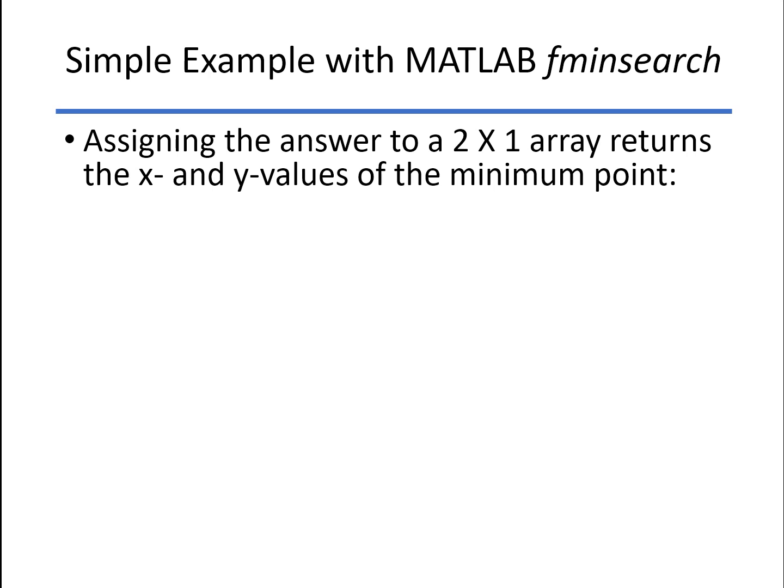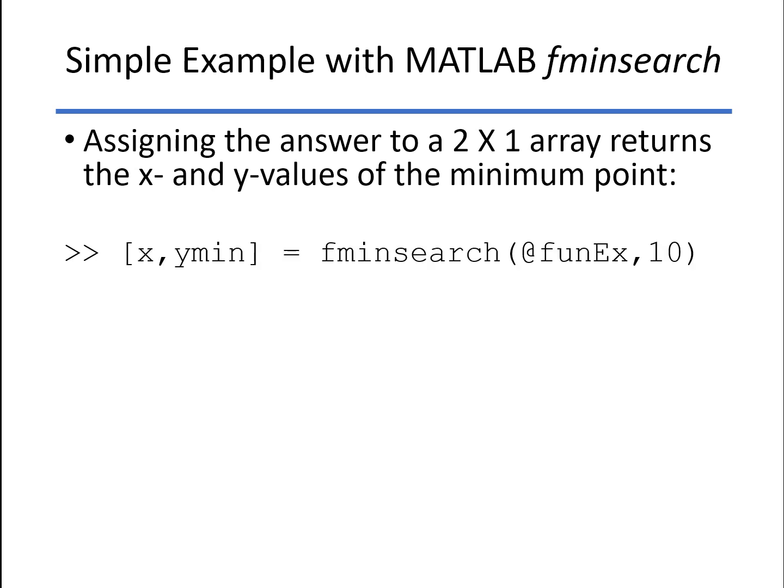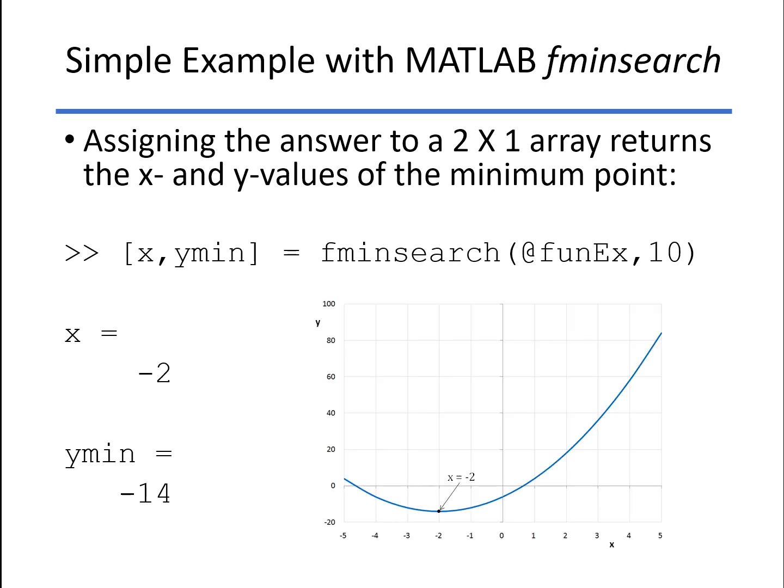Now, if you assign that answer to be a 2-by-1 array, you get both the x and y values of that. So in other words, notice I'm using the fminsearch command, which is the same as it was last time, but now I'm assigning both x and ymin. And what comes out of that is the value of x that minimizes the function and the value of the function at that minimum value. And again, you can see that that is the solution, x equals -2, and y is equal to -14 at that point.